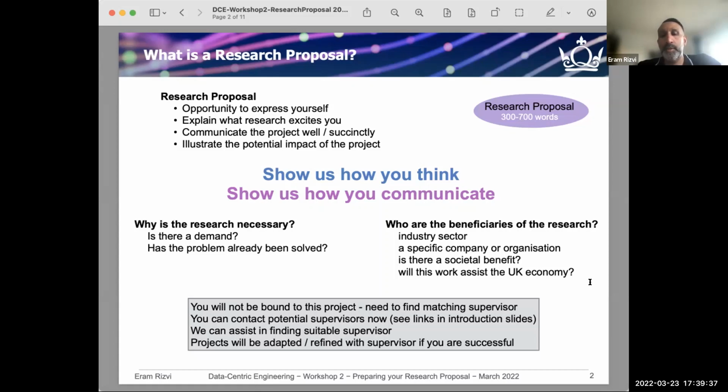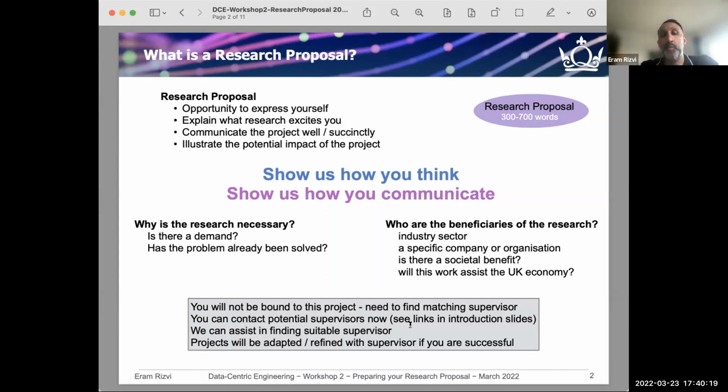Now, I mentioned academic supervision, and that's absolutely essential when it comes to research degrees. You want to do that research collaboratively with your doctoral supervisor. And so it's important that we make that match well. I would recommend that you start contacting potential supervisors now, and you can find links to our supervisors on the data-centric engineering webpage, or later in these slides when the slides are circulated to you. We can also assist in finding a suitable supervisor for you as well. So just contact us if you don't know where to start.